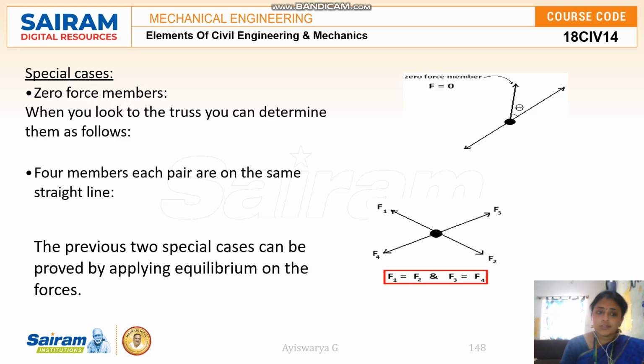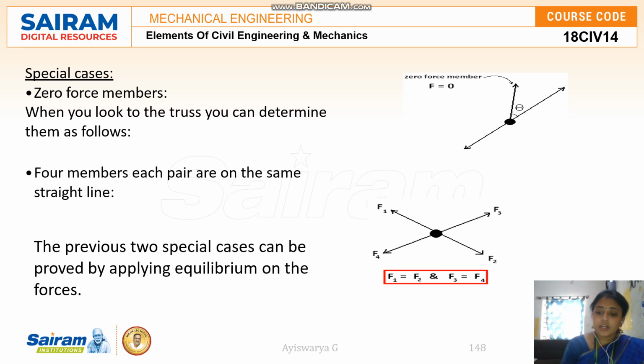And the next one is special cases, zero force member. What does zero force member mean? When you look at the truss, you can determine them. See guys, when you have only two members, one is equal to 0, so directly you can say the other force is equal to 0. Four members, each pair on the same straight line but in opposite direction, then you can say F1 is equal to F2, F3 is equal to F4, like this. These are all the special cases. By applying the equilibrium condition, you can solve these cases. So this is called zero force members, or the application of forces.